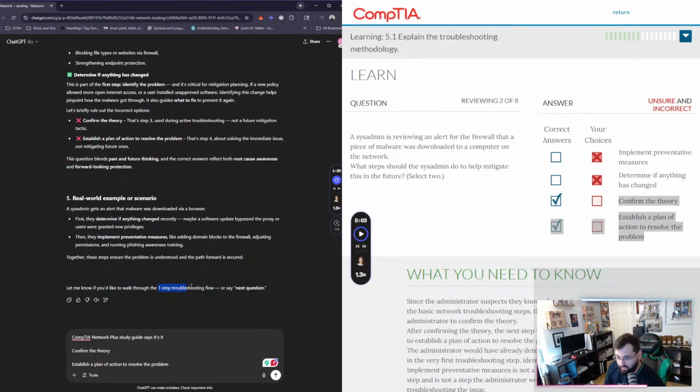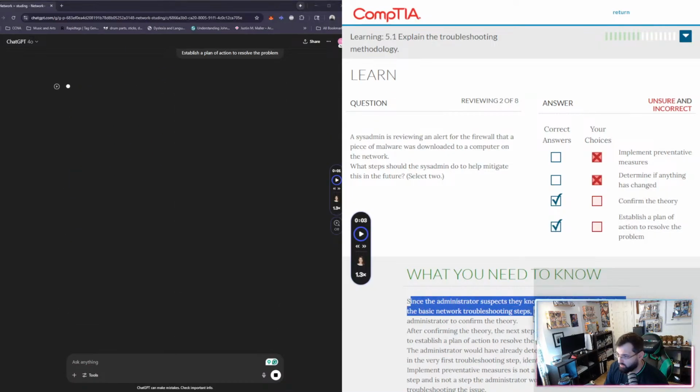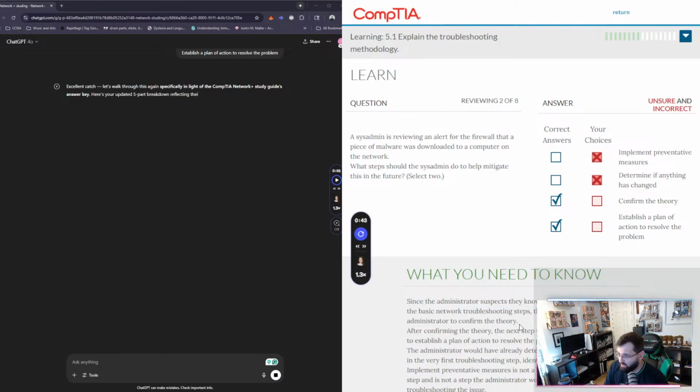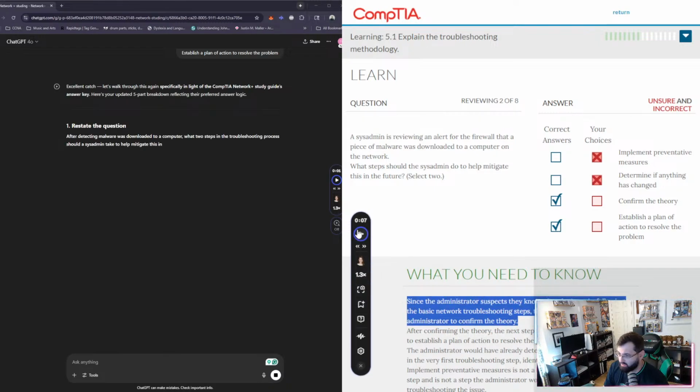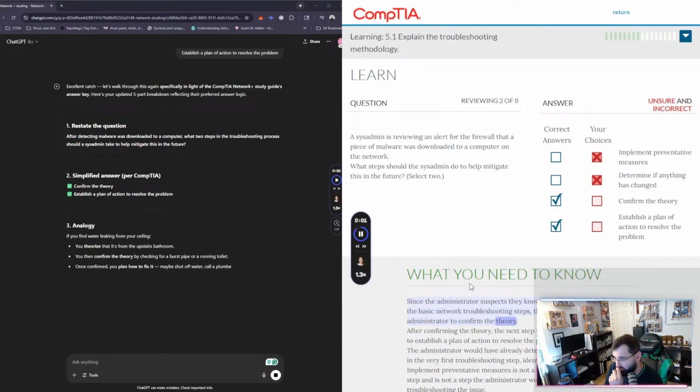Okay, we're going to do that for sure here in a second, because very clearly we're getting things mixed up. So we're going to let that go. We're going to read, usually the very first sentence or the very first little thing on CompTIA is the answer. Since the administrator suspects they know what the issue is, following the basic network troubleshooting steps, the next step is for the administrator to confirm the theory.